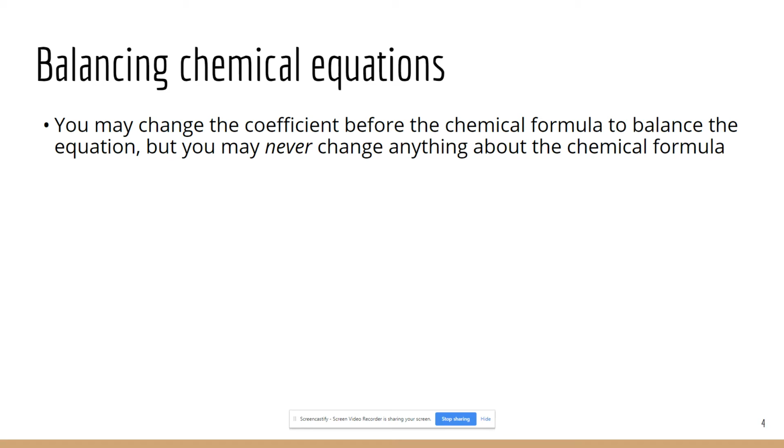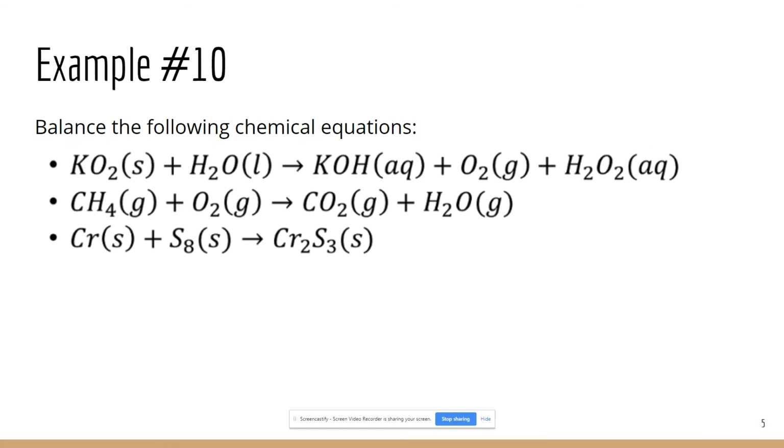So we're going to be talking about balancing chemical equations, essentially just making sure you've got equal numbers of atoms on the left and the right side of the arrow. You can change the coefficients, meaning the number that comes before a chemical formula, but you may never change the chemical formula in any way, shape, or form because that is fundamentally changing the nature of the chemical reaction. Pause here.